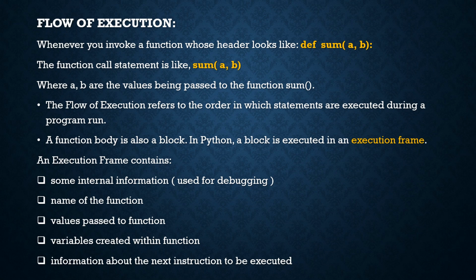The first one is some internal information, that is, how to debug a particular program segment. The second one is the name of the function, which is very important. And values passed to the function, that is, the values that the function can receive from external statements. Variables created within a function, so what are the variables created? That means local variables defined inside a function.